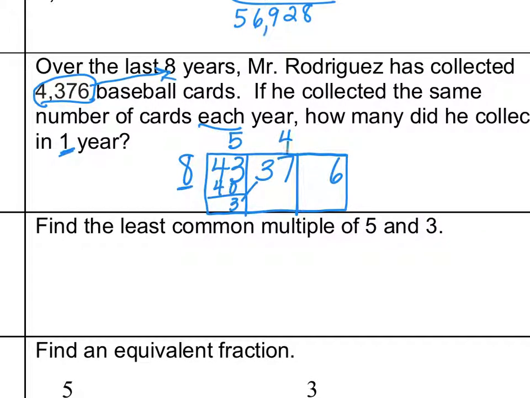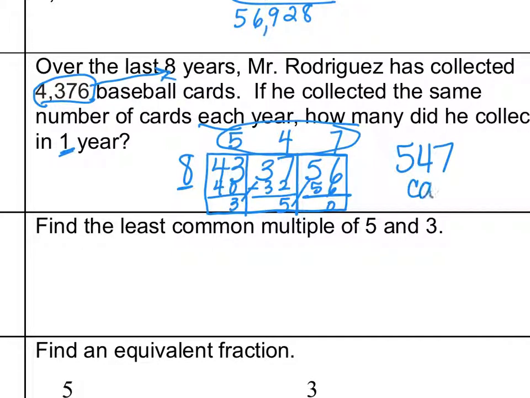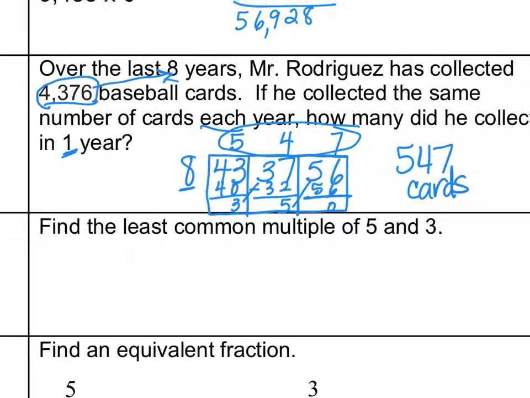8 times 4 is 32. That's a difference of 5. Pop the difference up here. And 8 times 7 is 56 with no remainder. So the final answer is what's on top here. It's 547 cards in 1 year, if you want to get really good.